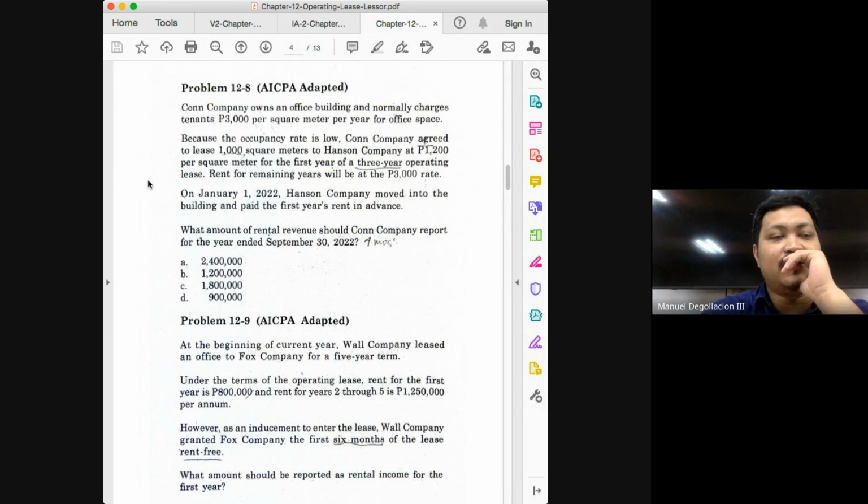9 months. So you spread your 2,400,000 over 12 months, 2,400,000 divided by 12. That means your monthly rental revenue would be 200,000, multiplied by the number of months you're able to earn rental revenue. That would be 1,800,000.